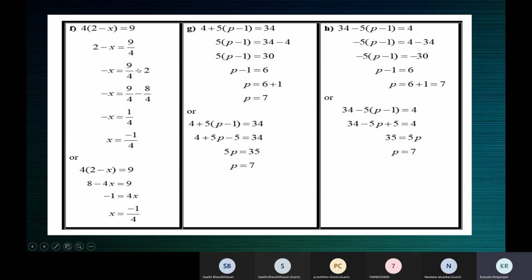Okay, but Nandana explained in her own style. Though she's right, she was completely right. But what is the first step, children? How do we get 2 minus x is equal to 9 by 4?